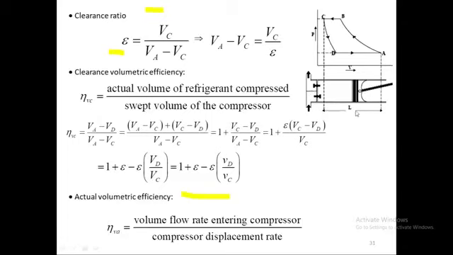So all those losses can be considered in the actual volumetric efficiency. Actual volumetric efficiency is defined as the volume flow rate entering the compressor divided by the compressor displacement rate. As the piston is moving back and forth, it is not necessary that every time it will get the same swept volume. There can be some leakages from the piston ring, so this amount could be different, and the volume flow rate could be different because of the valves opening and closing and some leakages.